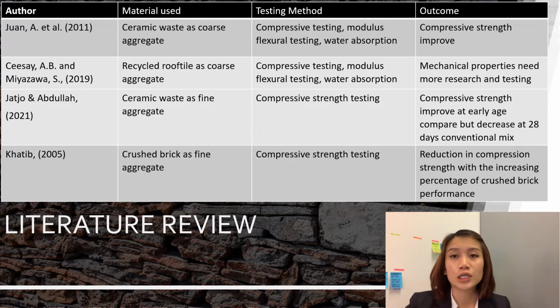So basically, I'm just going to summarize everything, where the outcome of each of the studies is mostly about the development of compressive strength at 28 days. The development of compressive strength decreases when they reach 28 days, but has good compressive strength at the early age, which is 7 and 14 days. However, some research also says that there is a reduction in compressive strength with the increasing percentage of the recycled aggregate.